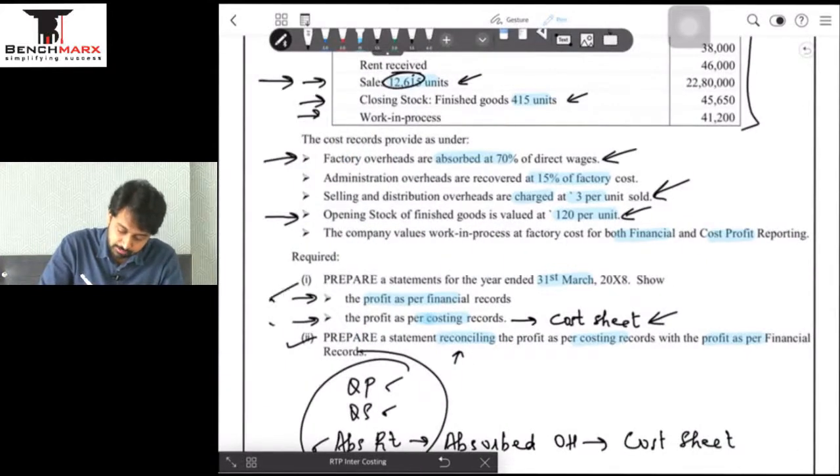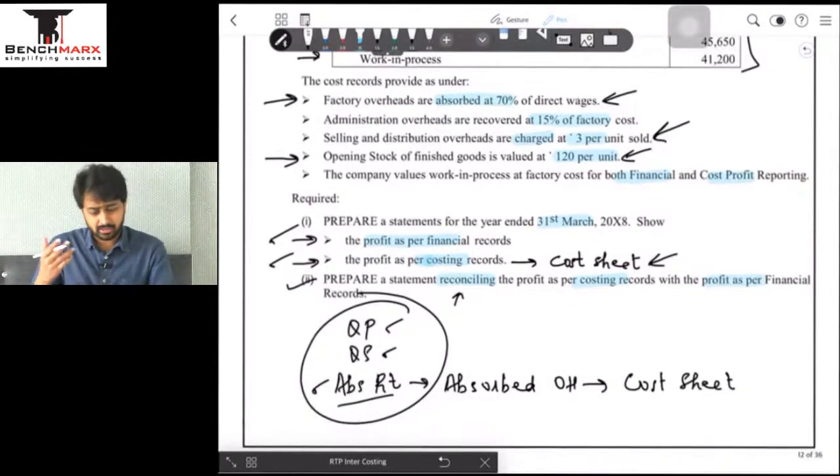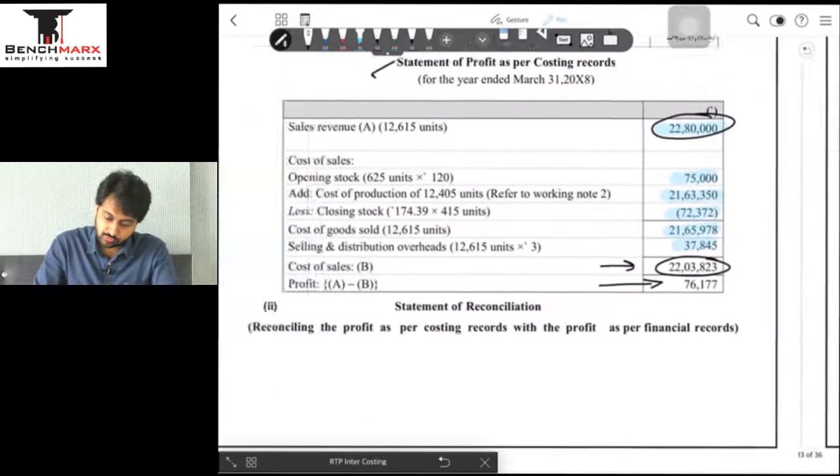So first part done, second part done, and now the interesting part of reconciliation, where we have to think about which adjustment makes profits higher or lower, and accordingly we have to add or less. This is the crux of this question. So again concentrate, it is quite interesting, and I have seen a lot of students find it difficult to understand what to add and what to subtract, so we will solve this with a little extra concentration.